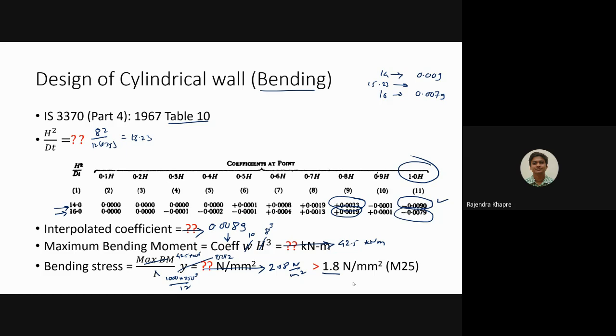So for the first time you find that the bending stress is out of the limit. Now the factors which are influencing the bending stress is first of all the bending moment. Okay, somehow we have to reduce the bending moment, or we can increase the thickness. If we increase the thickness, this is going to help us. So since this is not safe, we have to increase the thickness.